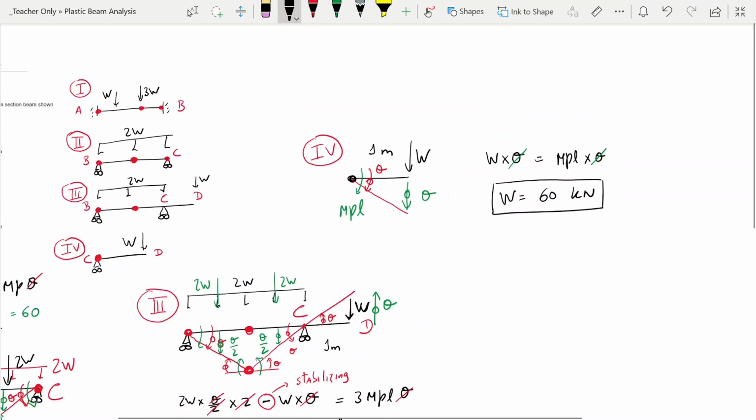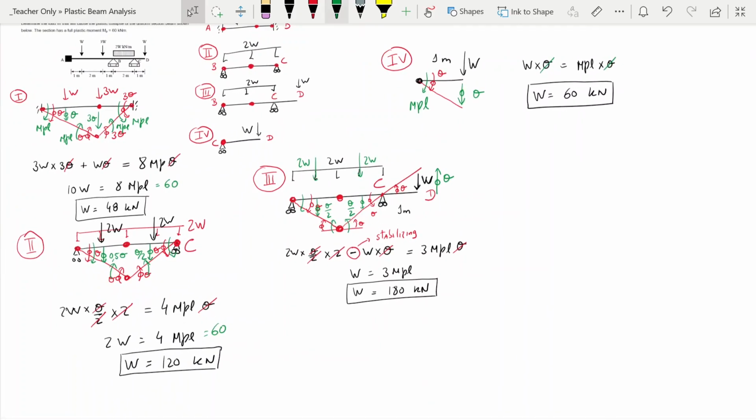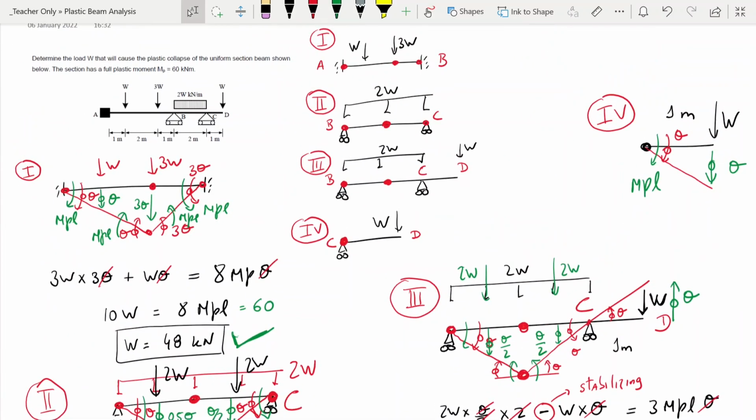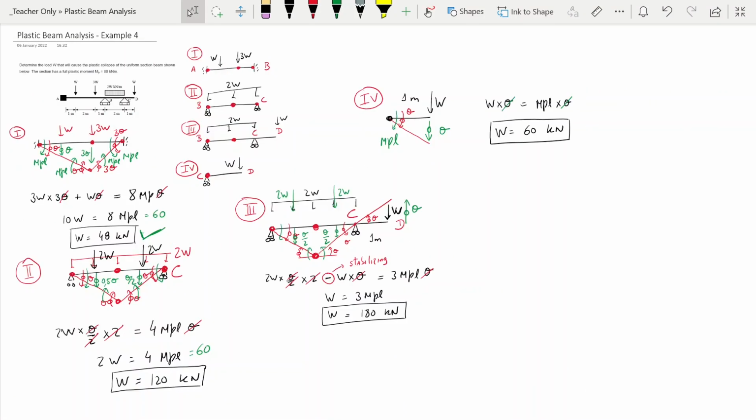So a very long problem with 4 different collapse mechanisms. But at the end, the critical one was actually found in the beginning with the 48. So the critical one is 48. The critical collapse mechanism is collapse mechanism number 1. And all the other ones will not be critical, which means they won't occur unless we change the loads or we change the dimensions of the structure. For this particular one, that's the right answer. We covered a lot of examples here. I hope you enjoyed this video, and keep practicing your collapse mechanisms and your plastic analysis. And thank you for watching the video, and have a nice day.